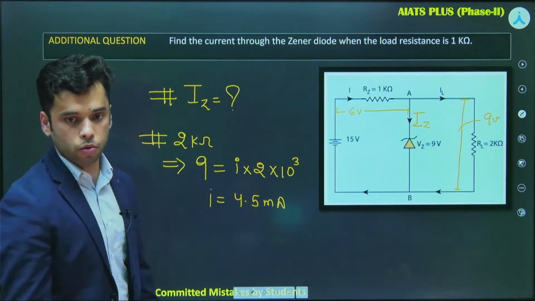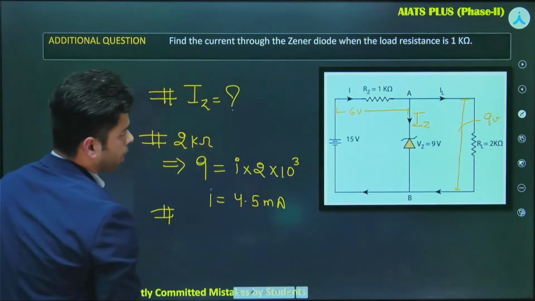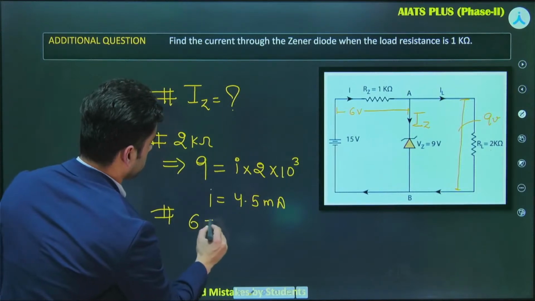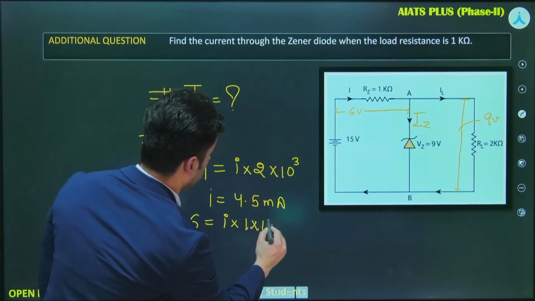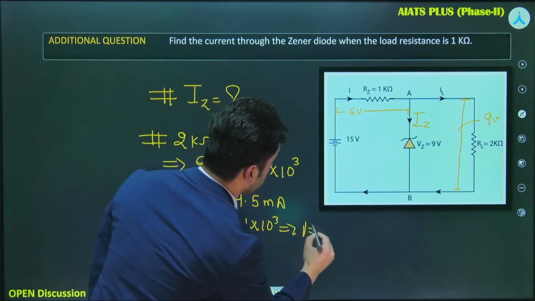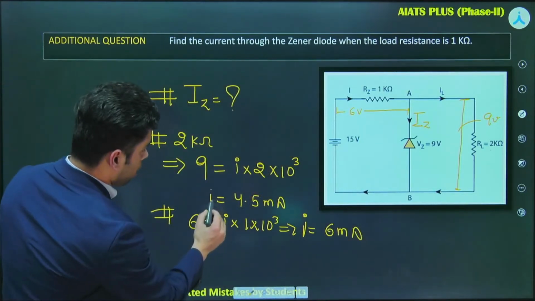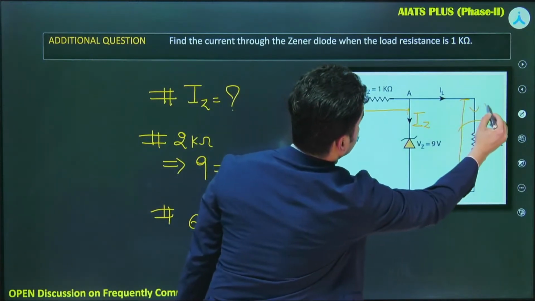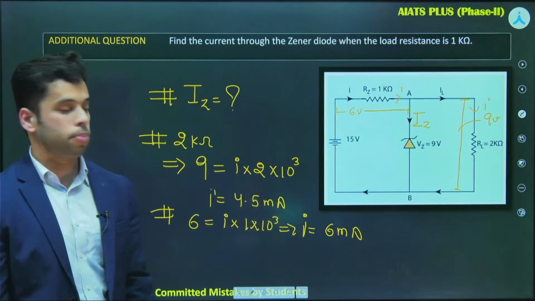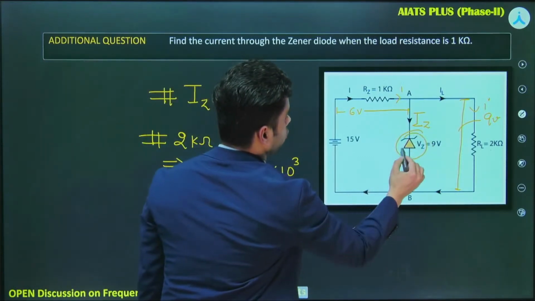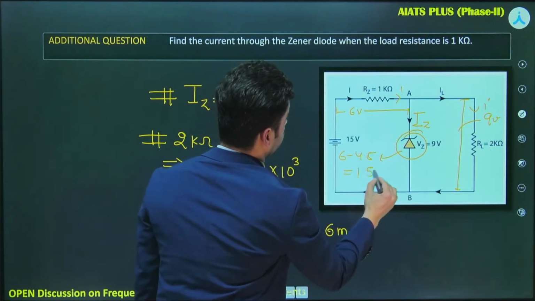Okay, someone is commenting the answer, 1.5 milliampere. And what is the current through this RZ? For RZ, the voltage drop is 6. I need to find I, and resistance is 1 into 10 raised to the power 3. So I is coming out to be equal to 6 milliampere. I is 6 milliampere, and I prime is 4.5 milliampere. Obviously, the current through the Zener diode will be equal to 6 minus 4.5, that is equal to 1.5 milliampere.